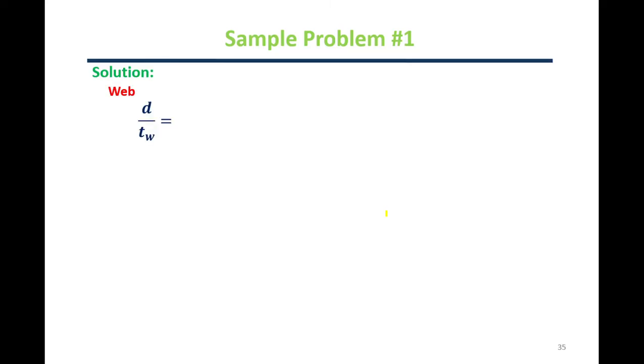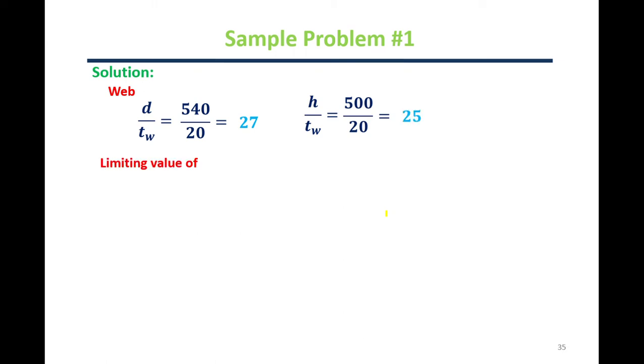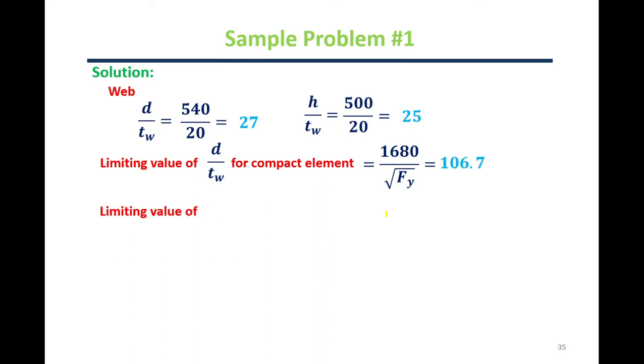Okay, so for the web, D over TW, 540 over 20 is 27. For the H over TW, we have here 25. So limiting the value of D over TW for compact element, we have 1680 over square root of Fy, which is 106.7. For limiting the value of H over TW for non-compact elements, we have here 126.7.